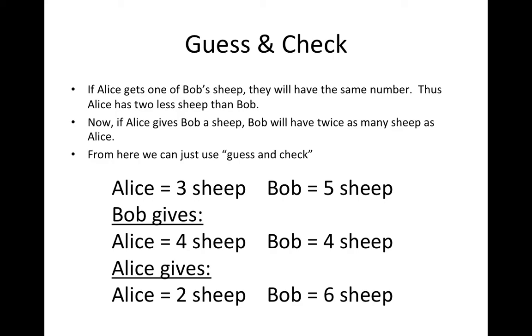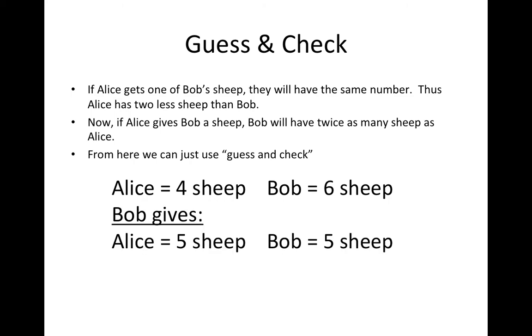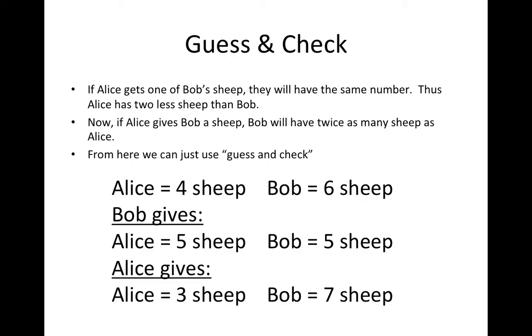She would be down to 3, but Bob would be up to 6. That's not what we had in this problem. That's not double. So let's try different numbers. Let's suppose Alice has 4 sheep. That brings Bob up to 6. If Bob gives Alice 1, they'll both have 5. If Alice gives Bob 1, she'll have 3, he'll have 7, not double.